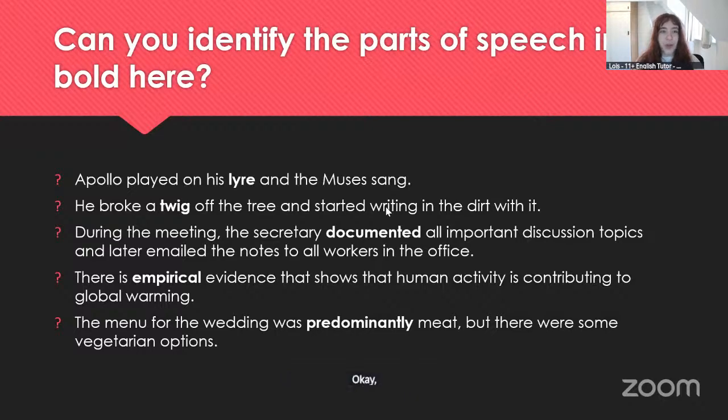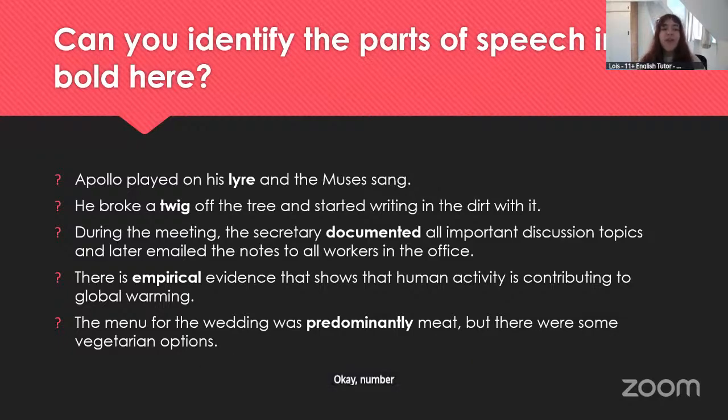Okay, so I can see in the chat, most of you have correctly identified that yes, lyre is a noun. Excellent. We know this because we can see that possessive pronoun his right before it, which always comes before nouns. Okay, what about the next one? He broke a twig off the tree and started writing in the dirt with it. What word type is that? Okay, good. Lots of correct answers. Yes, that's another noun. Again, it's got the determiner a before it, so we know it's going to be a noun.